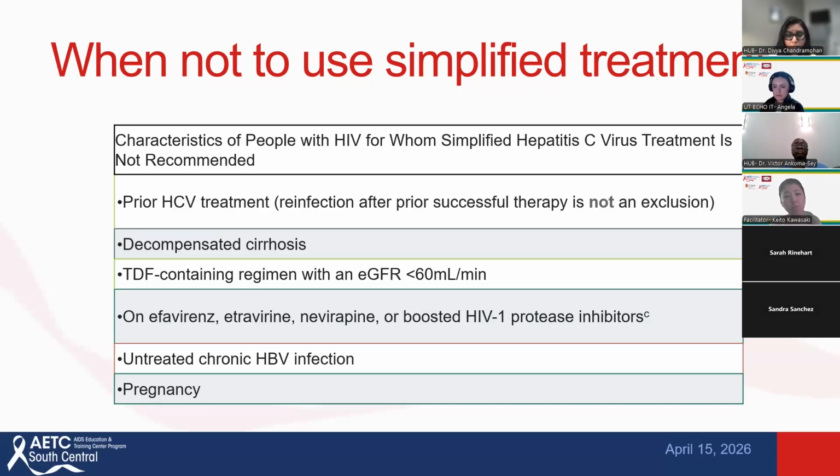If they have a TDF containing regimen with a low GFR, it becomes tricky to manage these individuals, and I encourage you to refer if you're not comfortable. And of course, there are certain HIV regimens that I listed here. Those regimens actually have contraindications with hepatitis C treatment, and it's going to become tricky to evaluate and treat these individuals. I'll talk about those HIV regimens again in the upcoming slides. Also, if they have untreated chronic hepatitis B infection, and if they're pregnant. Next slide, please.